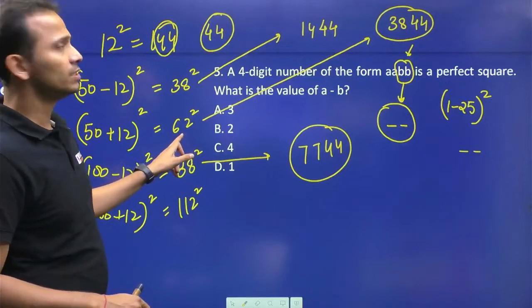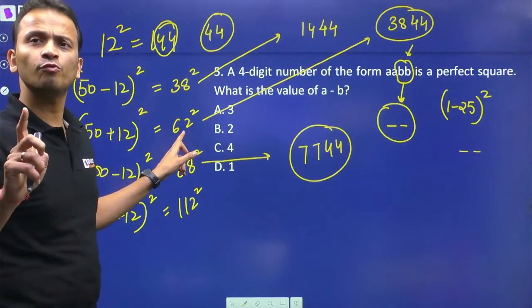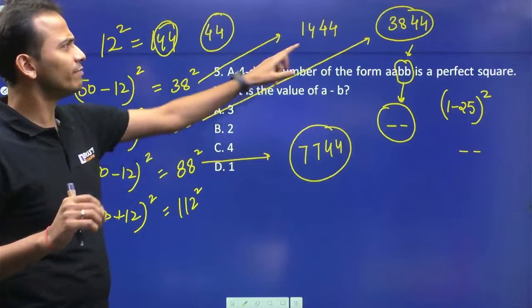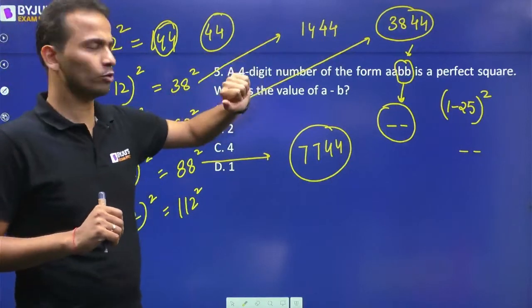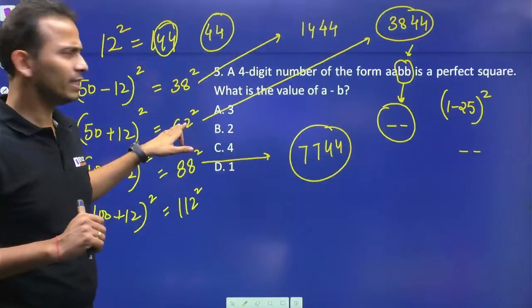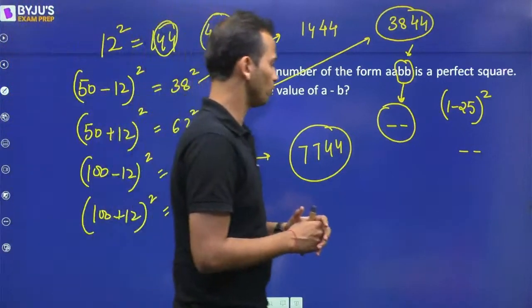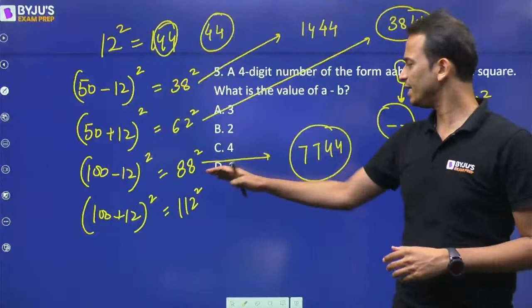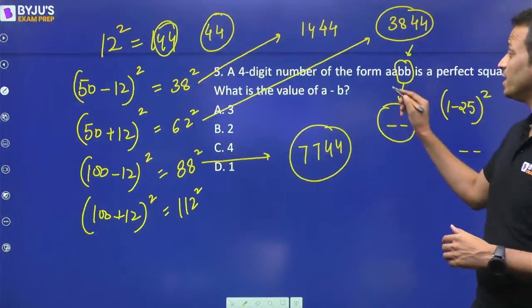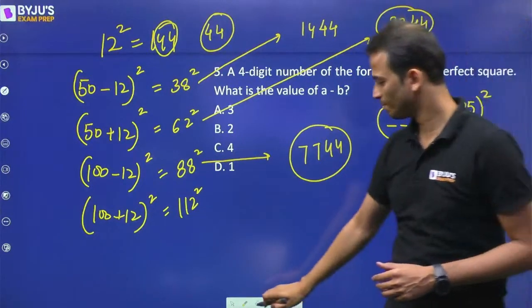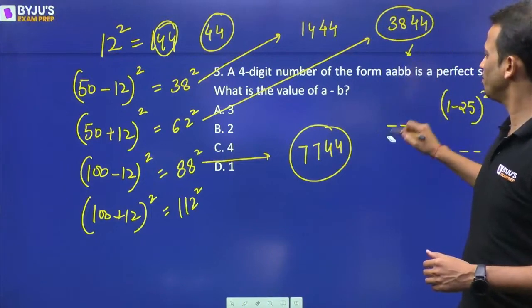Arjun, it is not 3744, it is 3844. Okay, I think I have not committed any mistake. So एक बार check कर लो, 3844 होना चाहिए. Okay, and 88 का square है 7744. It is of the form AABB. अब ये number AABB की form में है.